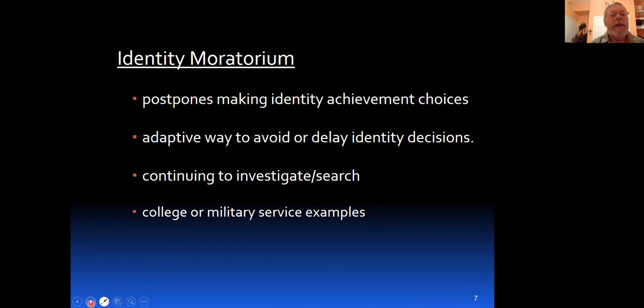Another identity status is identity moratorium. So here, the person postpones making identity achievement choices. Maybe they feel they're not ready to make those choices. They don't have enough information, or maybe they feel they need more time. So this is a way that the person can delay making decisions while still moving forward, making progress. So in identity moratorium, the person continues to investigate possible goals, beliefs, attitudes, continues to search for what best suits them, but delays making decisions until they feel ready to do so.